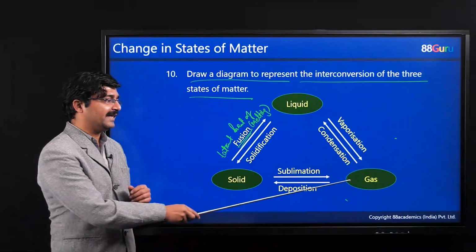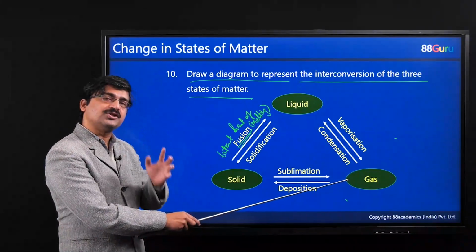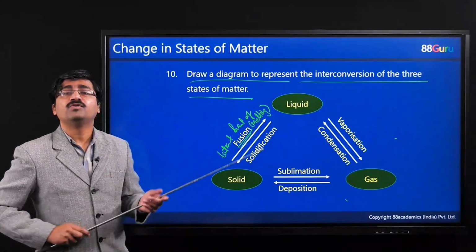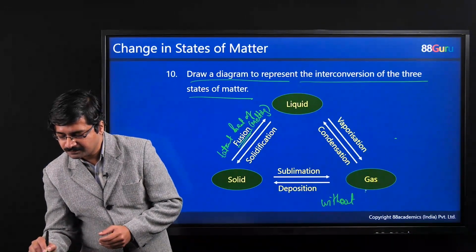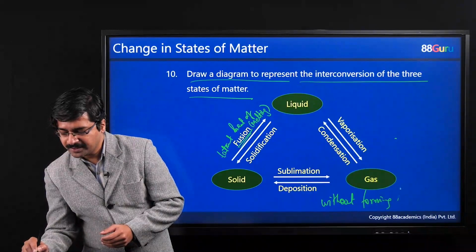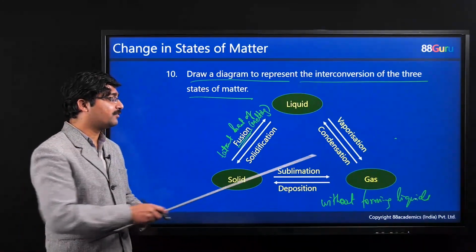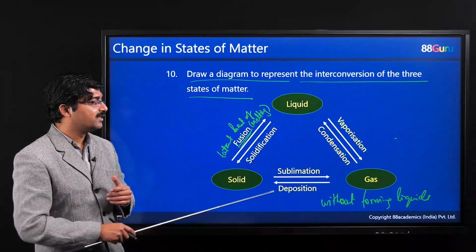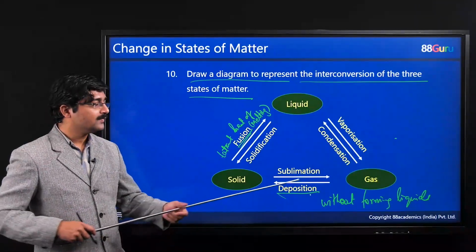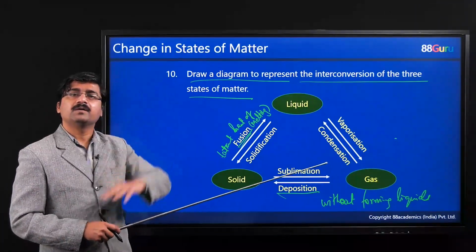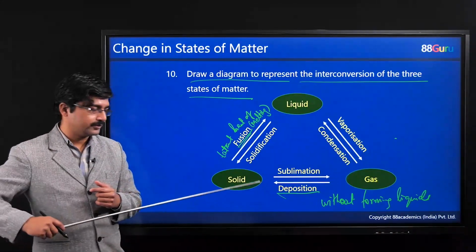So when all the gases in the room or in the container can be compressed to such an extent that they become solids without forming liquids, then it is called deposition. What is it called? Deposition. So if there is a gas in the room which can be compressed directly to form solid without forming liquid, then it is called deposition.